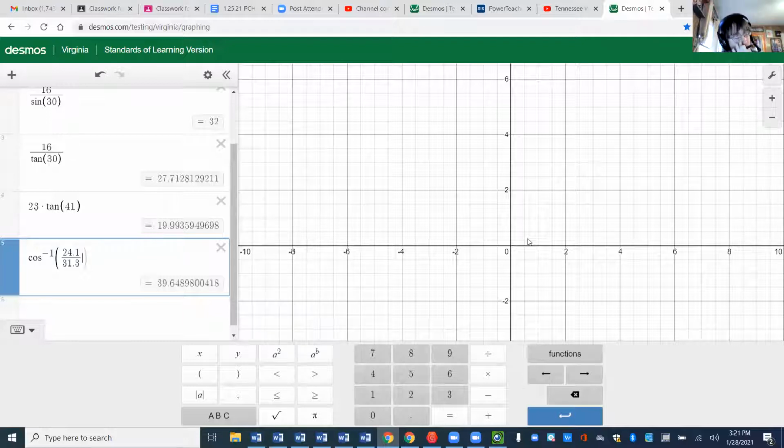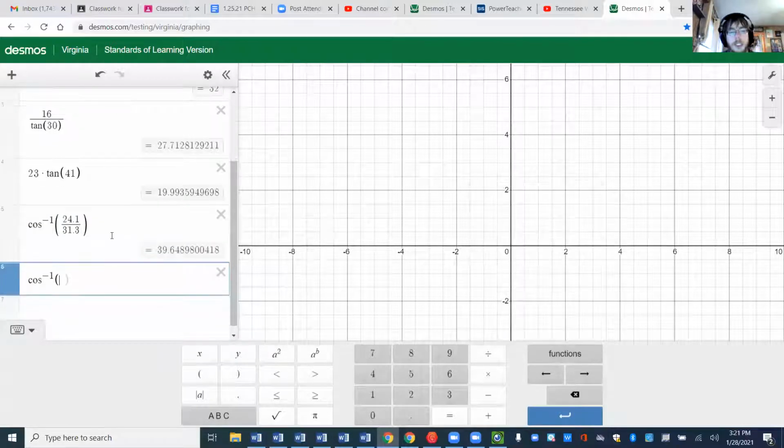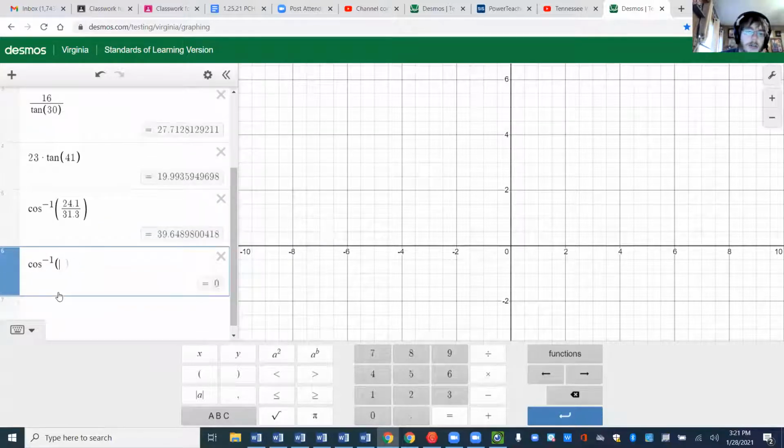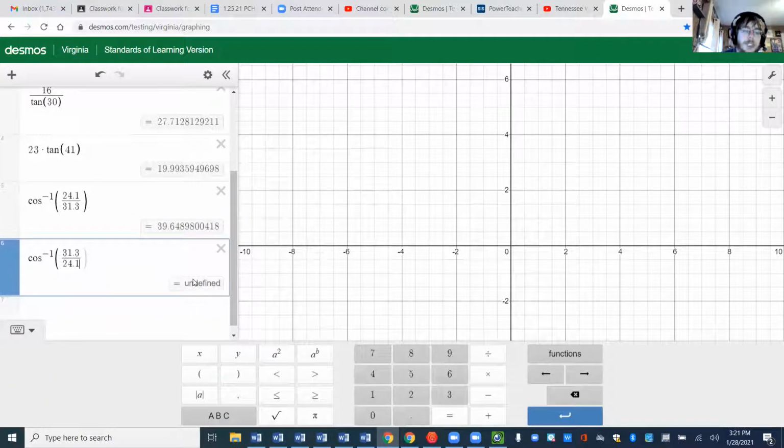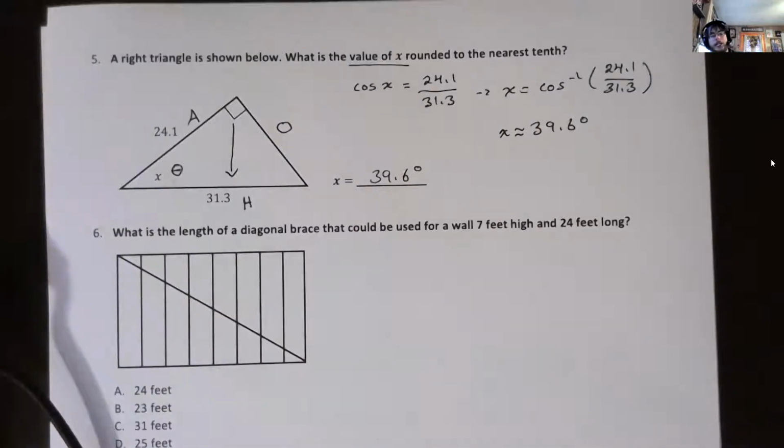Now, I'm going to tell you, if you plug this in wrong, for example if you flip this and it's h over a, so you do 31.3 over 24.1, it gives you an undefined. That means you did it wrong. Okay? So if it gives you undefined, then you need to go back and look at it.